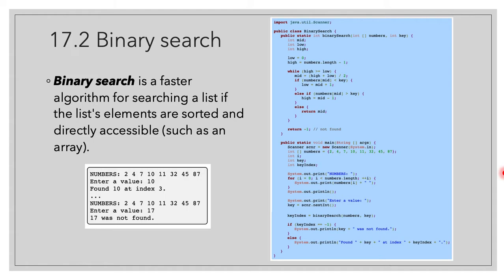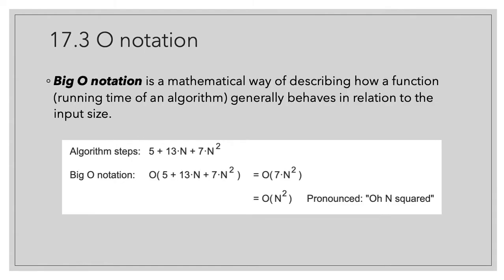Next, we have O notation, or big O notation, a mathematical way of describing how a function runs. Basically it's the growth rate of a function, determined by the highest order term. Over here we see the algorithm steps and big O notation, which we will elaborate on in the next slide.